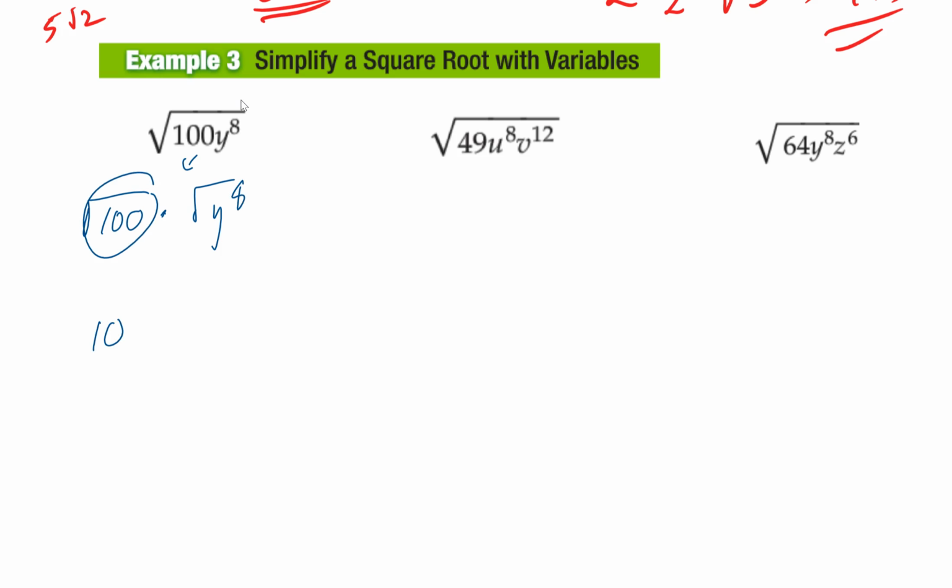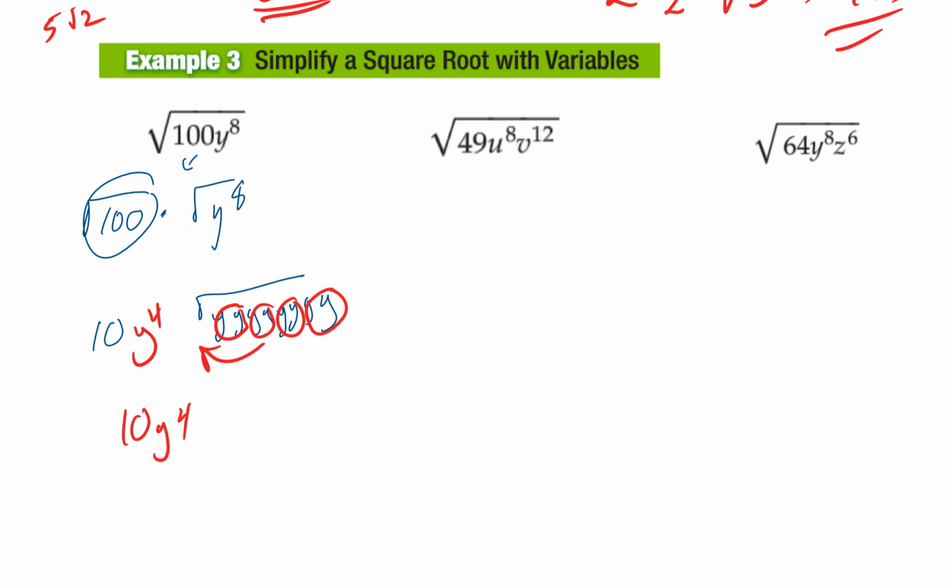And you have to deal with this guy. So one way you can deal with this is just do this. It's a long way. Just rewrite y 8 times. That's what's going on. 6, 7, 8. Right, so there's 8 y's. And remember, the way radical works is that you want pairs. So 1, 2, 3, 4. So you get y to the 4th. So 10 y to the 4th.